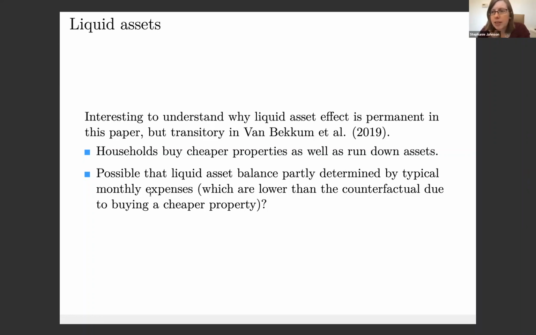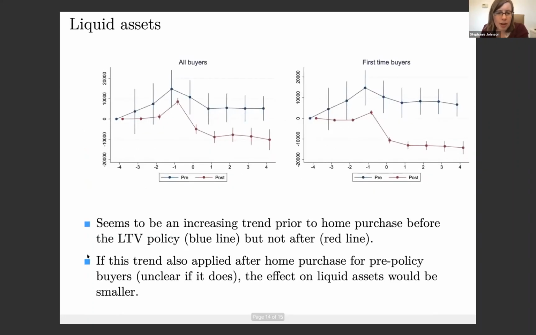You had some, I think, good ideas in the paper. One other idea is that in your paper, households buy cheaper properties as well as run down assets, but that doesn't happen in the other paper. And so it's possible that people have a rule of thumb where their liquid asset balance reflects their typical monthly expenses. And so in your case, since those are lower, perhaps that's why they end up maintaining this lower level of liquid assets afterwards.